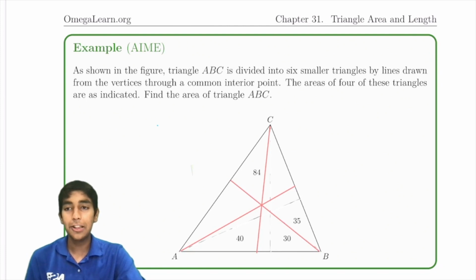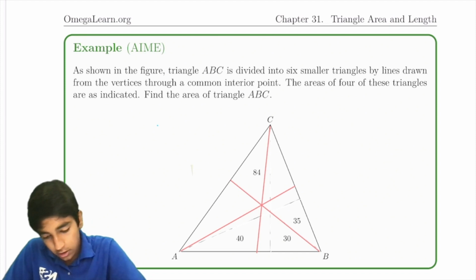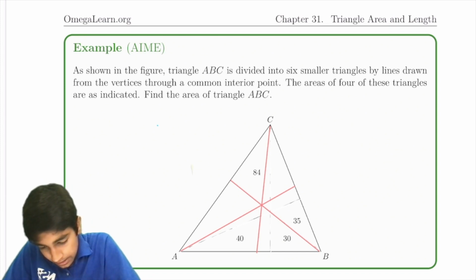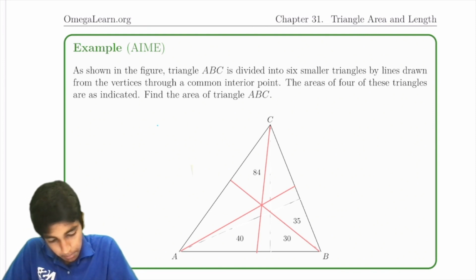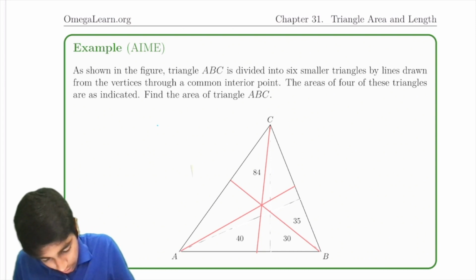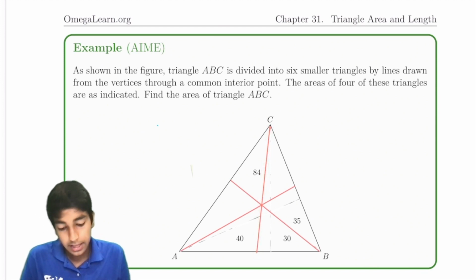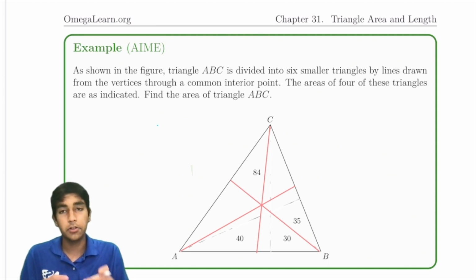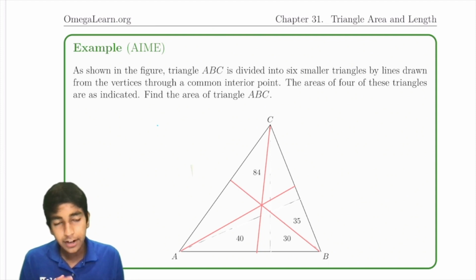Now let's take a look at a cool example problem from the AIME. As shown in the figure, triangle ABC is divided into 6 congruent triangles, as shown in the figure below, by lines drawn from the vertices through a common interior point. So they're all drawn through this common interior point right here. The area of 4 of the triangles are as indicated. Find the area of ABC, which is the big triangle. So we know the area of 4 triangles. How do we find the area of the whole triangle?